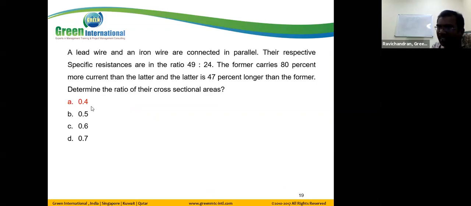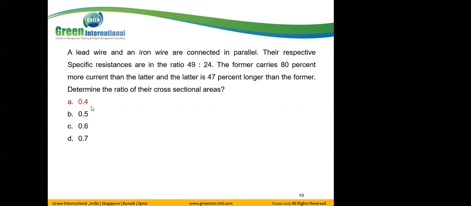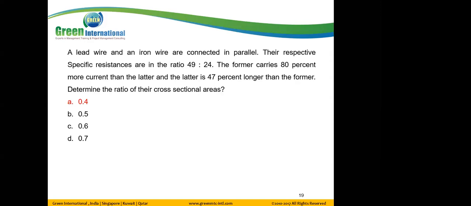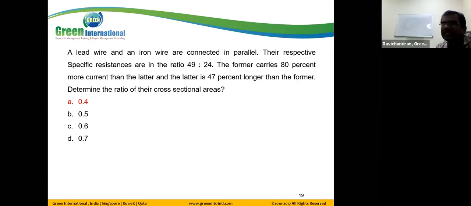Can you clear this? Yes. Okay. So once again, finally you derive the answer, either 0.4 or 1 by 0.4. You see the question paper, which answer is right, and you put that answer. Because in the question paper, they didn't clearly mention the question: determine the ratio of lead wire and iron wire.